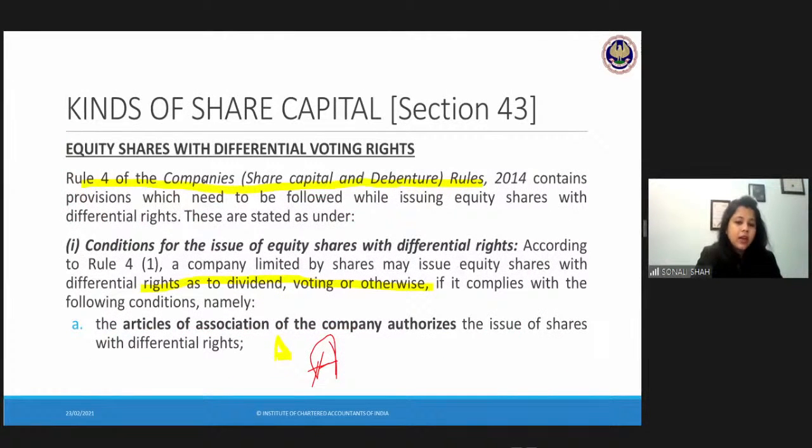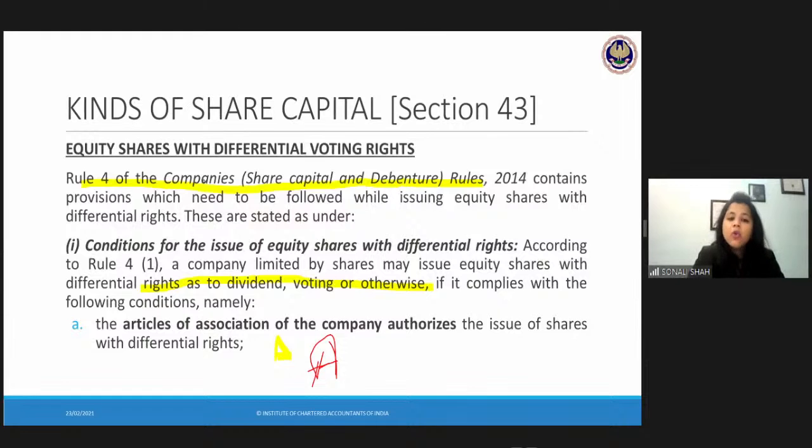I am repeating the conditions for the issue of equity shares with differential voting right. So firstly, let me explain again what is DVR, because some students are having confusion. Generally, we know one share, one vote is the general principle. So if I have 100 shares of the company, I have 100 votes. But there are certain shares which come with reduced voting right and a higher dividend. It is done so that the promoters and stakeholders of the company are able to maintain control over the company, but still they are able to raise fund as well.